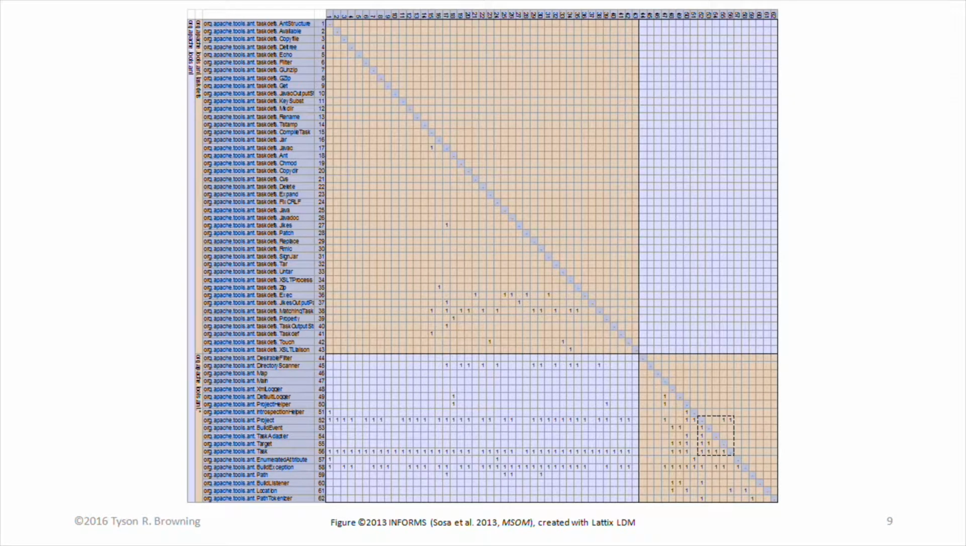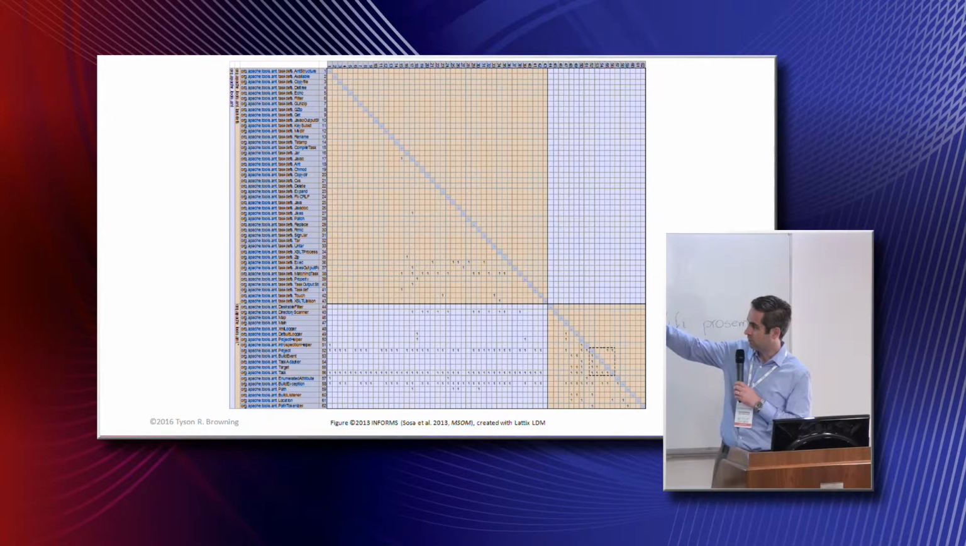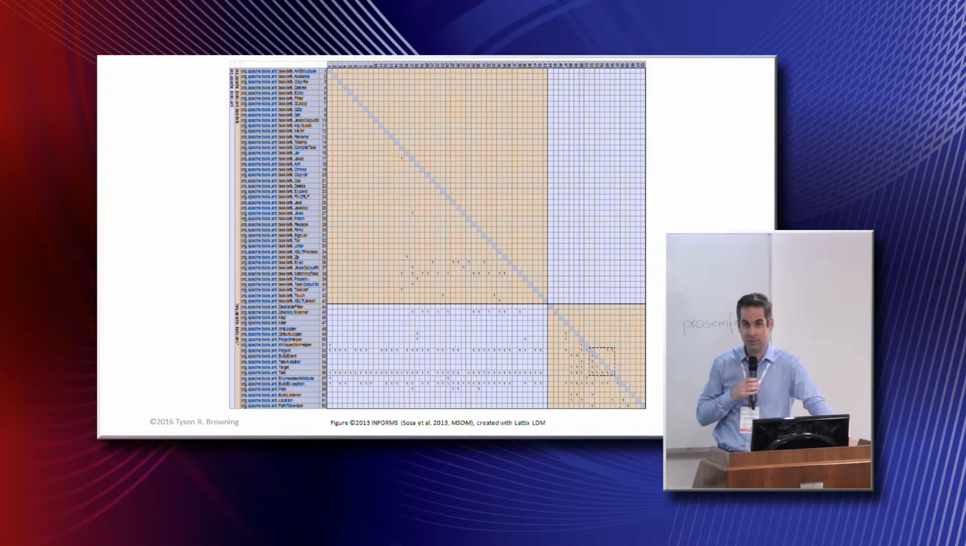And here's a screenshot from the Lattice tool where you can see some of the shading choices they've chosen. And it doesn't show it on this slide, but it's actually possible to collapse some of these larger squares into a single cell and then expand them back into the full part of the matrix again. And so this is a nice capability to have when you've got a large DSM.